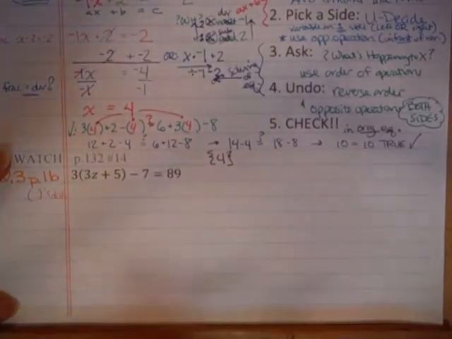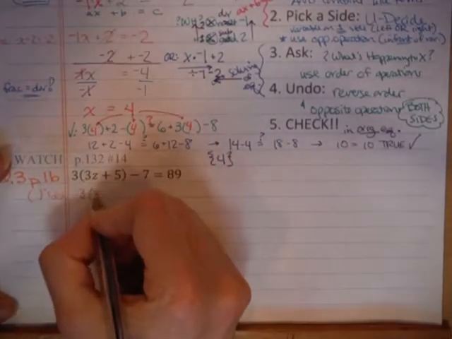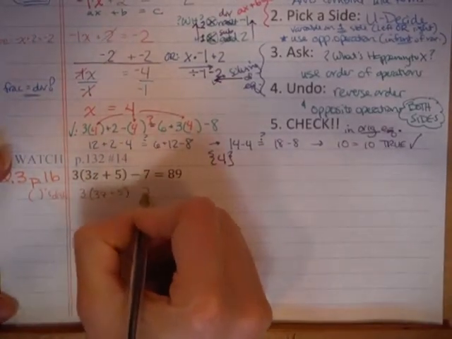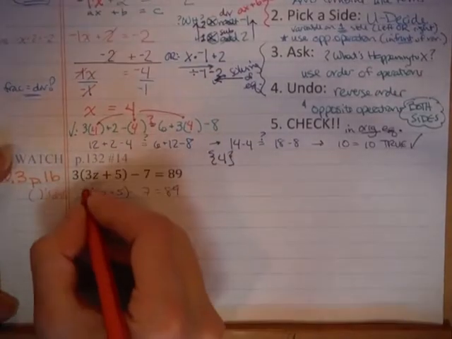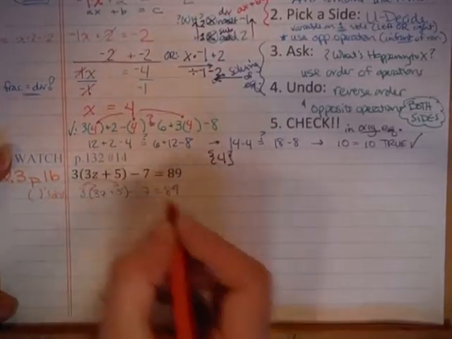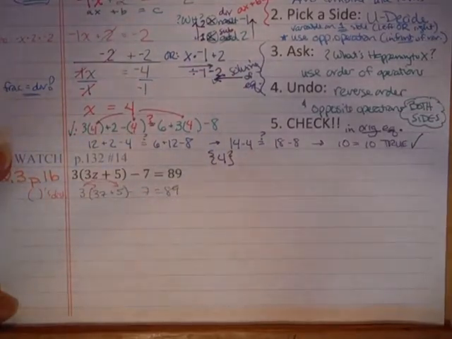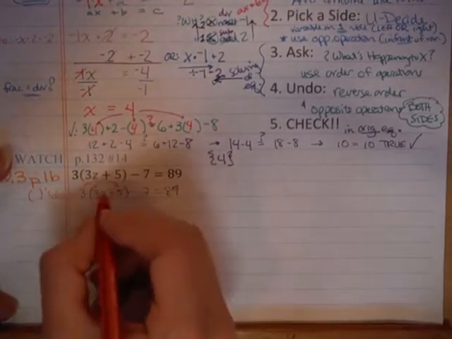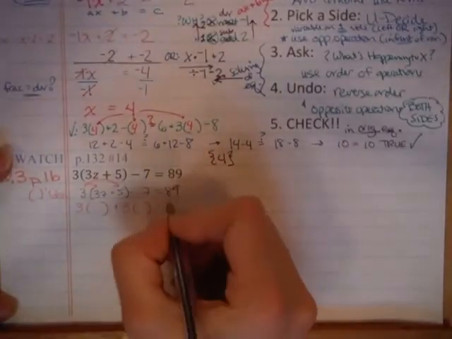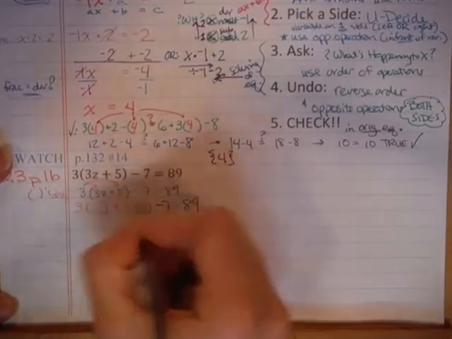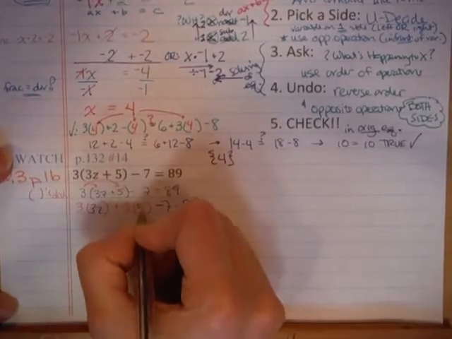So I'm going to go ahead and rewrite that entire problem to show that distribution. I'm going to multiply the 3 times the 3z and the 3 times the 5. I don't touch the minus 7. There's nothing there to distribute. So it's 3 times 3z plus 3 times 5 minus 7 equals 89. So 3z here, 5 here.